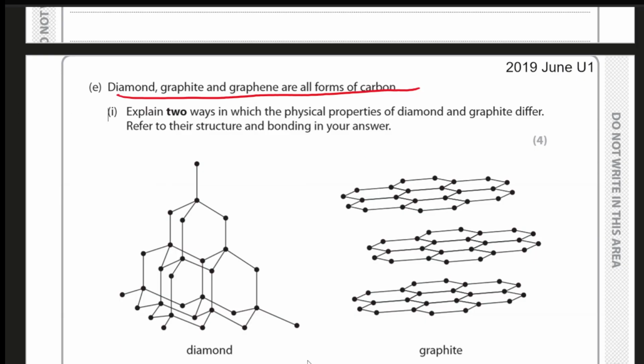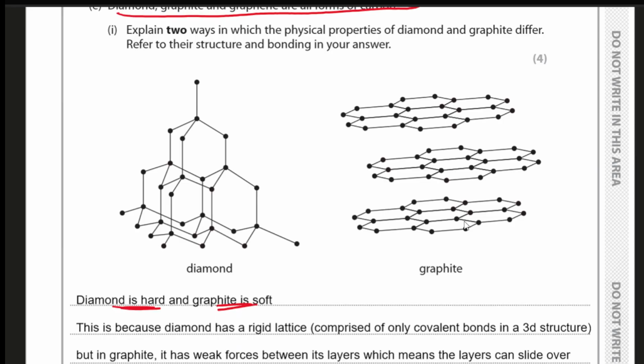Now we know that diamond is hard and graphite is soft. Why is that the case? This is because diamond is a rigid lattice. It is comprised of only covalent bonds in the 3D structure.